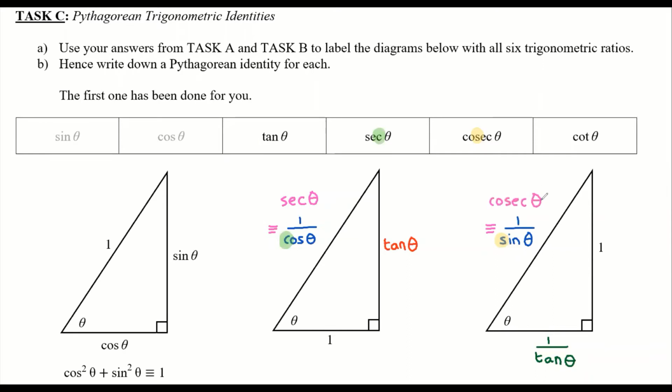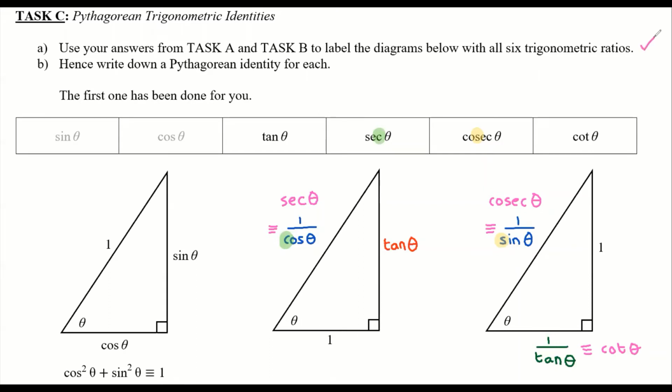So that hypotenuse, the length is cosec theta when the opposite side is 1. And similarly with 1 over tan theta here, the first letter of tan is of course T, which corresponds to the T in cot. So this must be cot theta. Right. Okay, so that's combining task A and task B. So we've done part A.